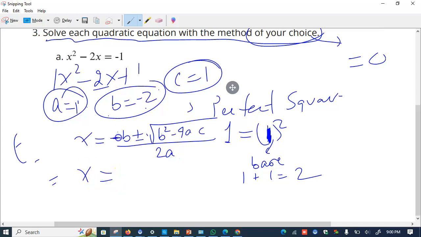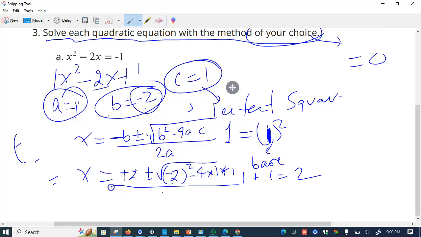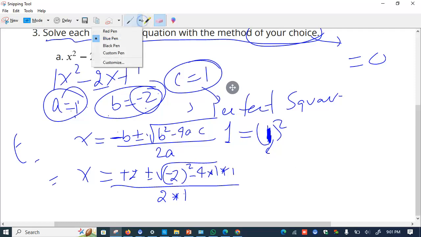Now minus b means the opposite of b. b is minus 2, so we can write directly plus 2. And again here, plug in b is minus 2 squared. And then there is a 4, a is 1, and c is also 1. And 2 times a is 2 times 1. And now we can solve this and you get plus 2.